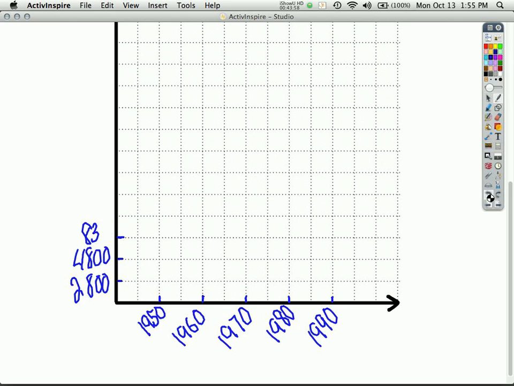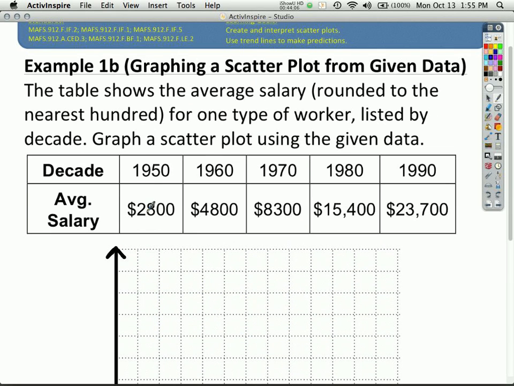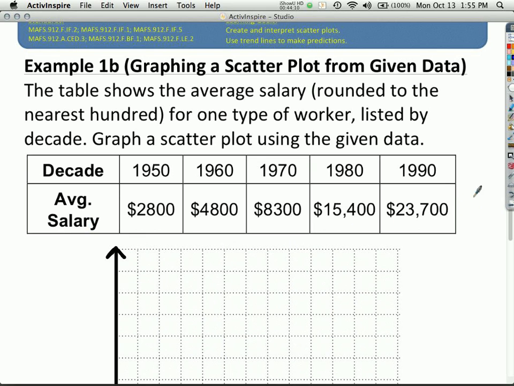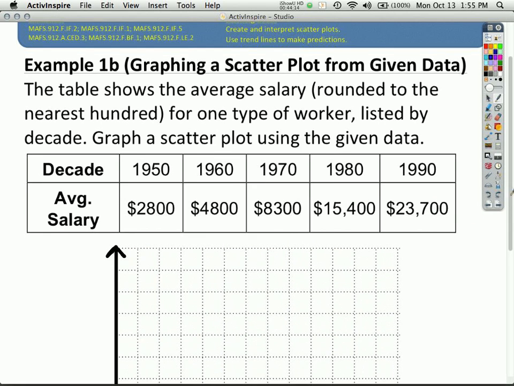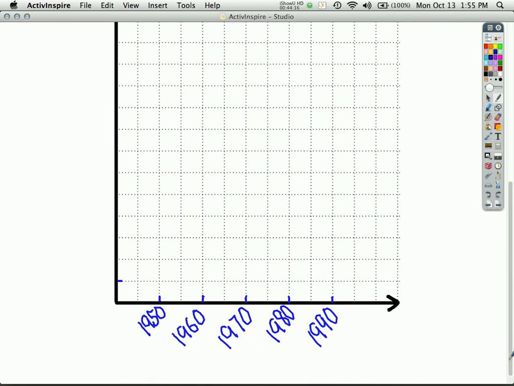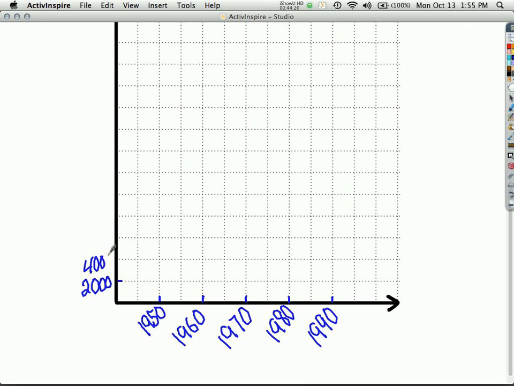So some of you are making it way too hard. So keep it simple. You want to go a little bit below your first number and make it a nice friendly number. So start at 2,000. And you want to go all the way up to a little bit higher than your biggest number. Nice and friendly, 24,000. So go by 2,000s. 2,000, 4,000, 6,000, 8,000, and so on.